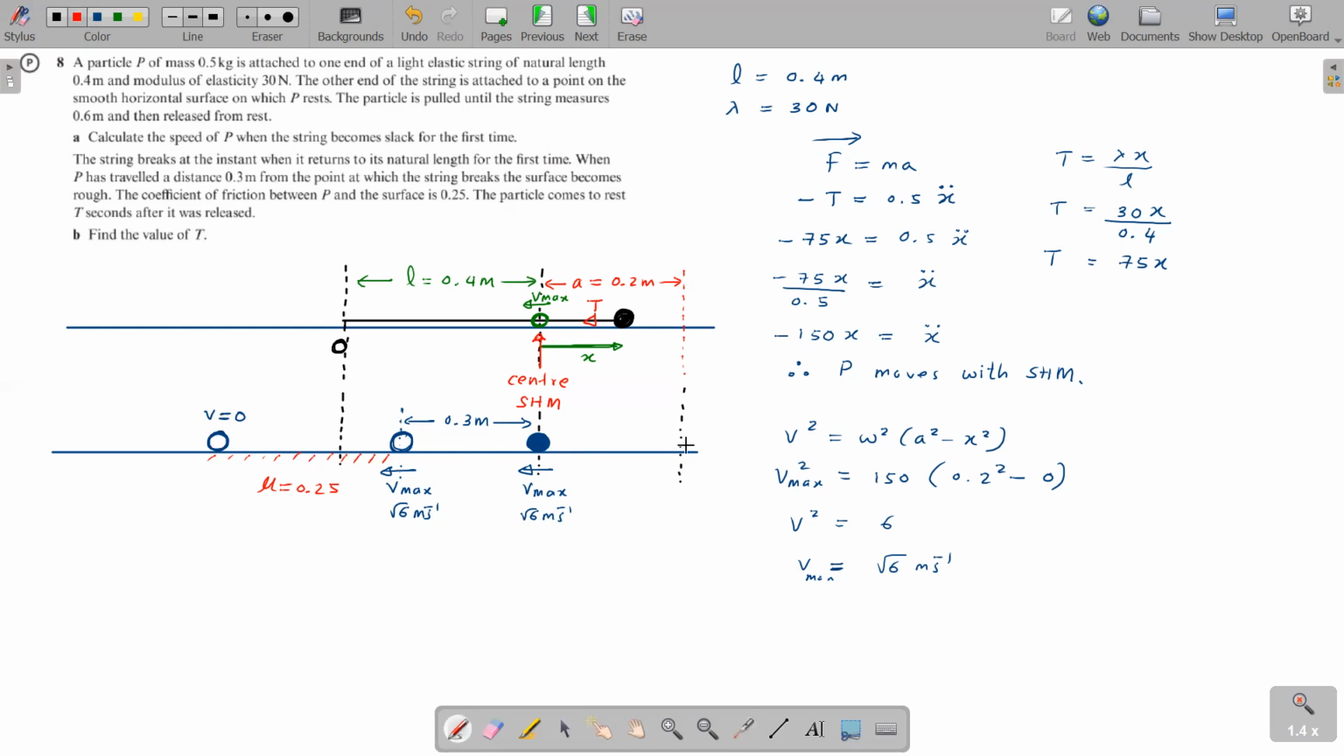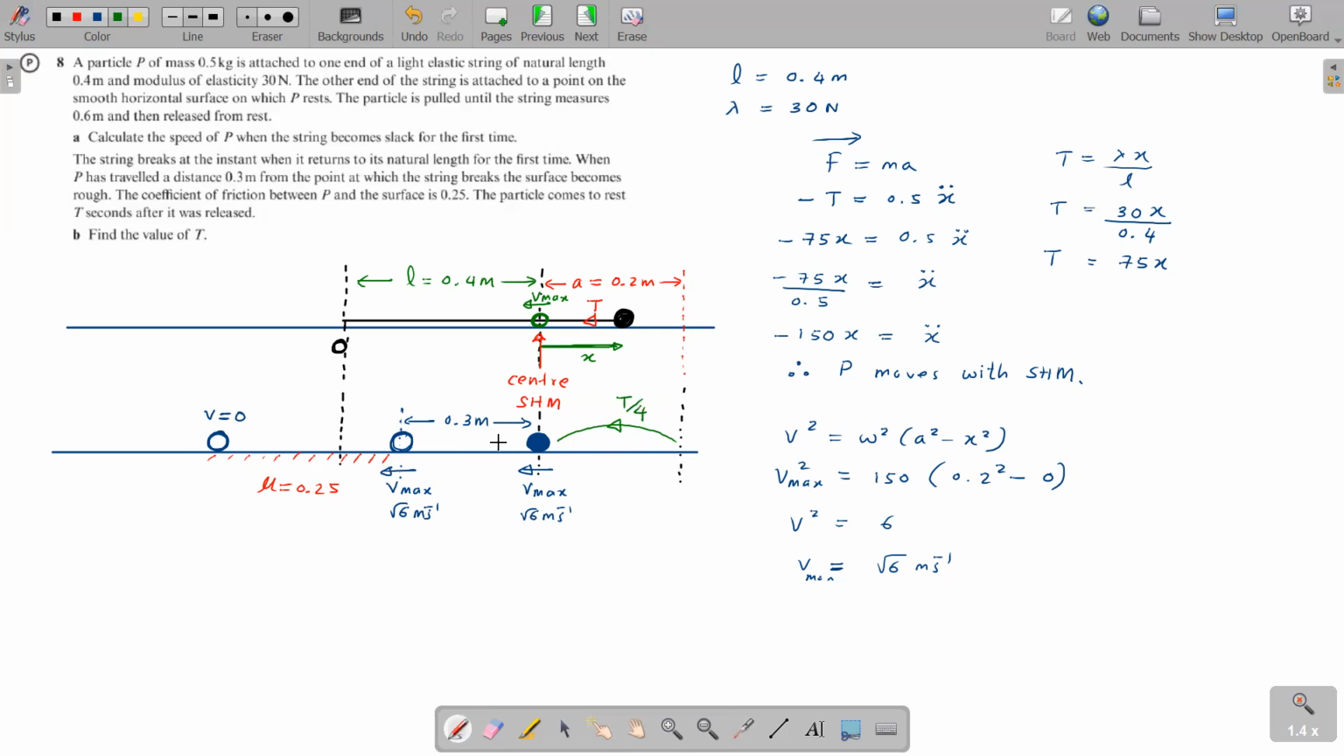The first time you need to take is the time taken to come from where? The amplitude to the center. What is the time taken to come from the amplitude to the center? I mean, not the value, but what is the general notation? It's a quarter of the periodic time, right? Amplitude to center, so it's a quarter of the periodic time. So that's the first time.